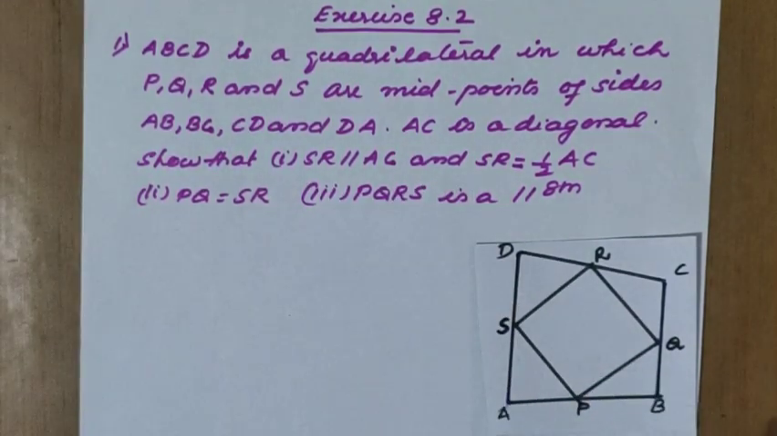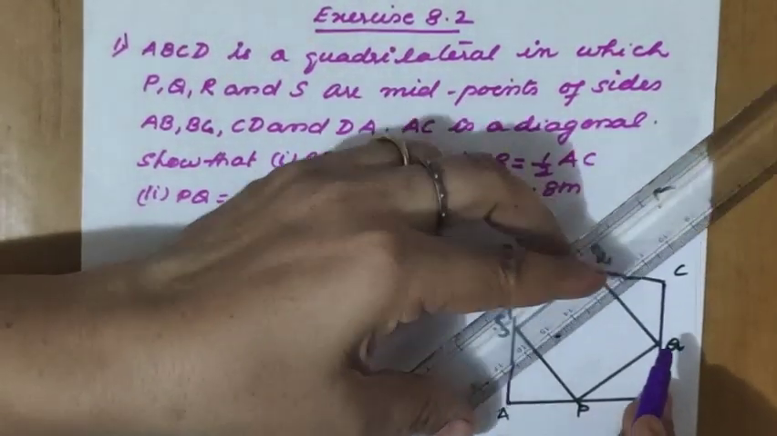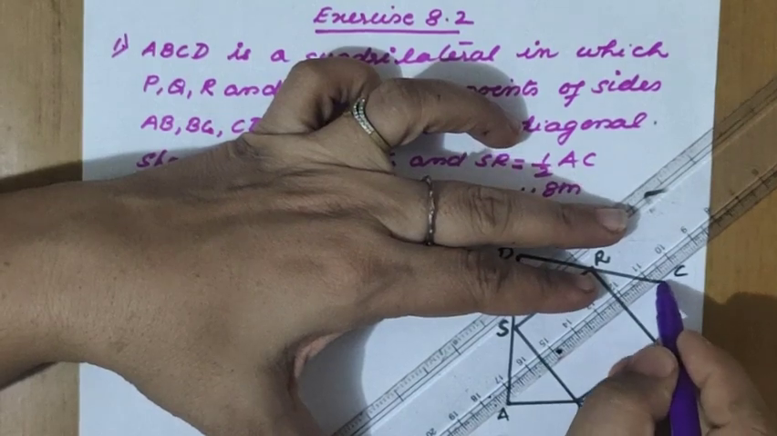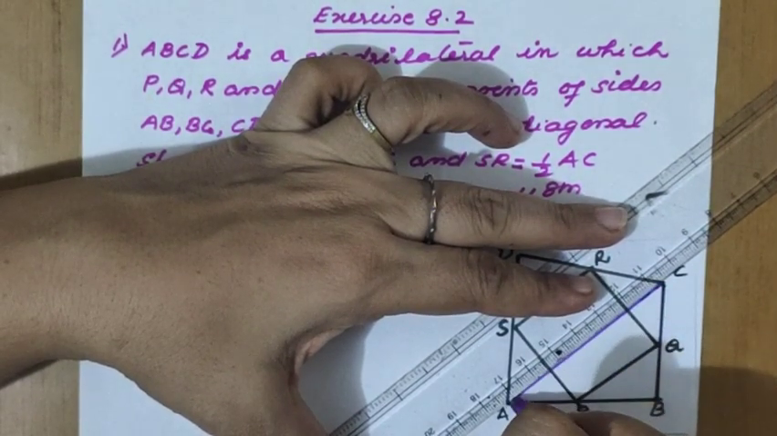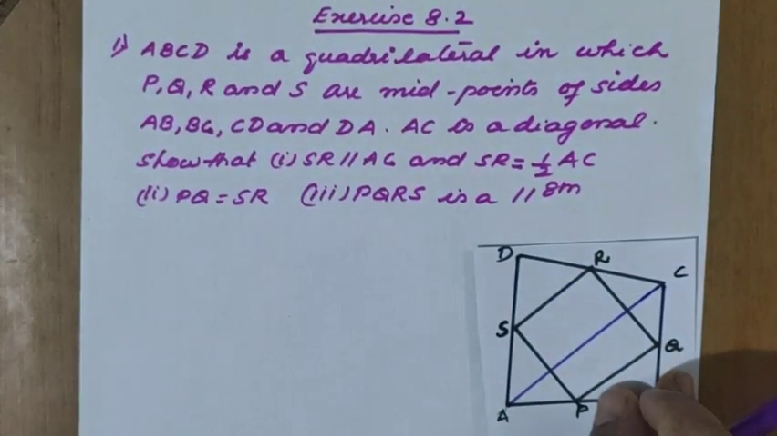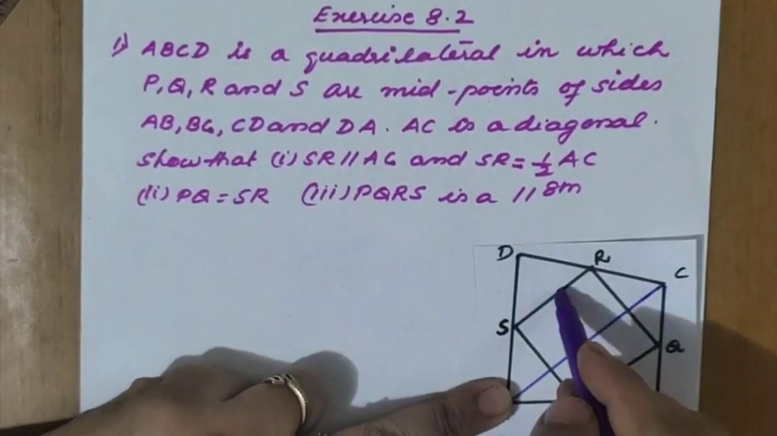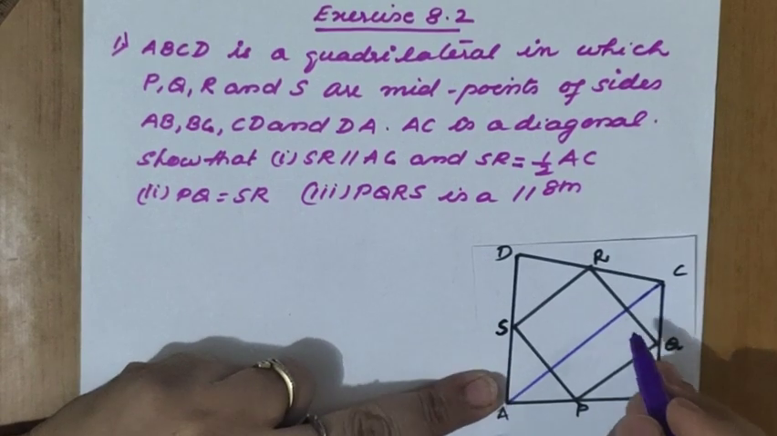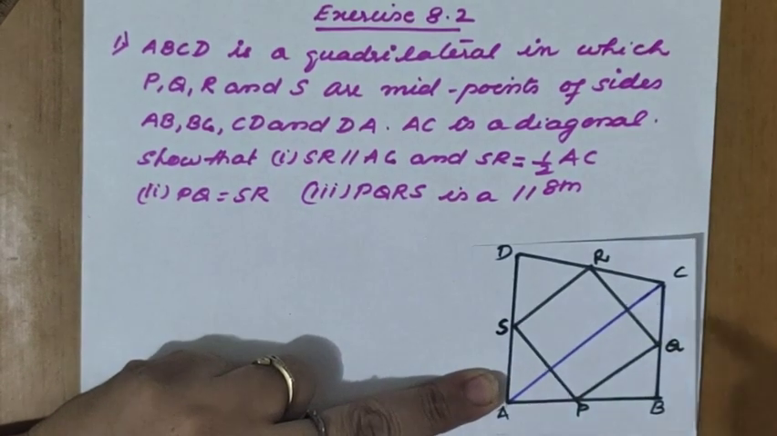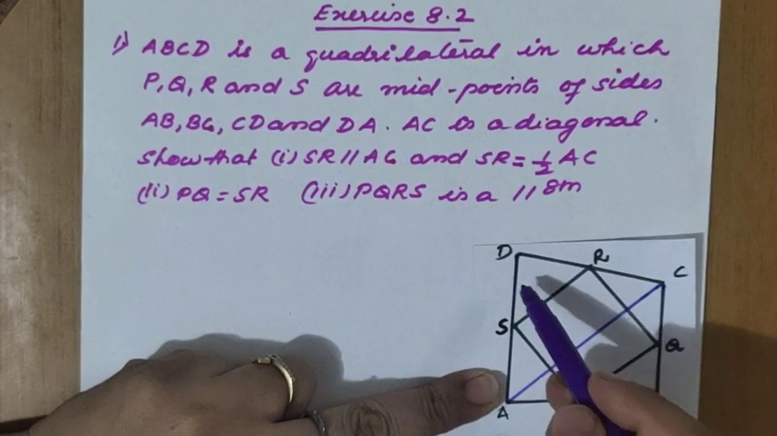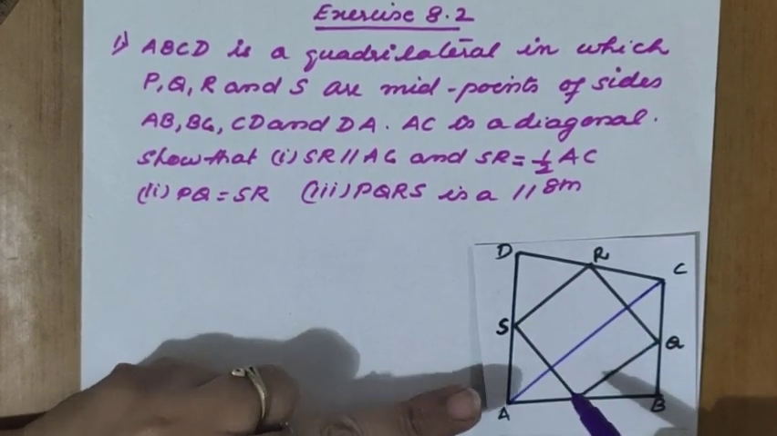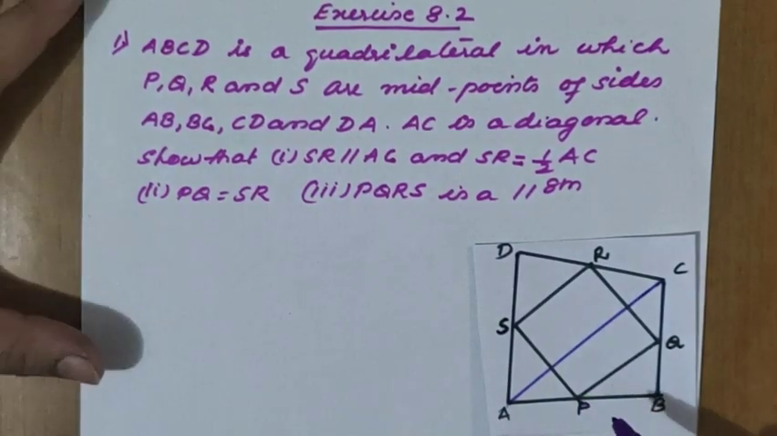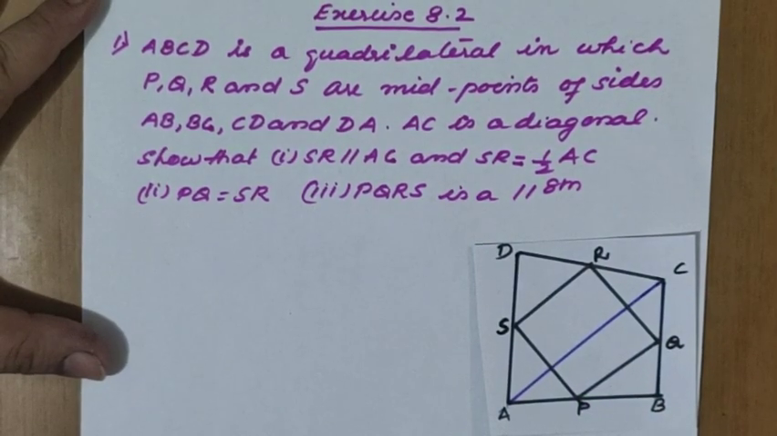See, AC is already given as the diagonal, so we can join it. Okay, so we are joining AC here. Now what we have to show is that SR is parallel to AC. After joining AC, this quadrilateral is divided into two triangles, right? SR and PQ are all midpoints of the respective sides only. So the midpoint theorem naturally we have to use here.